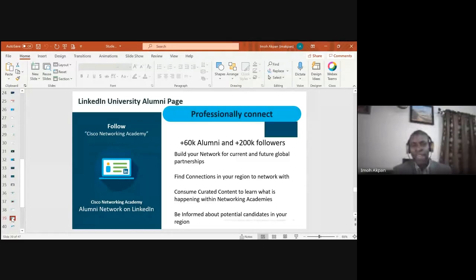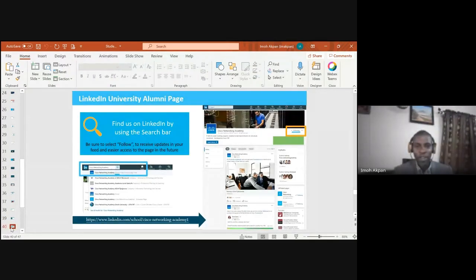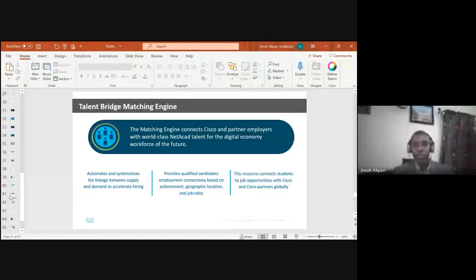Then we have a linkage page for the NetAcad students. With the linkage page, we have an alumni page where NetAcad students can go in and put in their resume. There are job opportunities on that page. What they just need to do is to log in. We have over 60,000 NetAcad alumni already on that page, and over 200,000 followers. A lot of Cisco partners post a lot of jobs on that LinkedIn page. That's the LinkedIn page that you have. So they can see jobs, they can see opportunities, and those are tools that they can use.